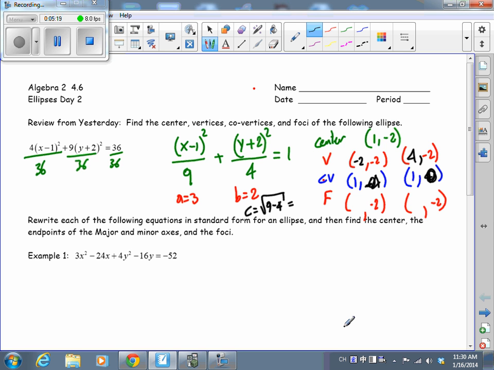It looks like you're doing it from the center, like y plus 2 over 4. I'm doing everything from the center. Okay, now. Everything from the center.